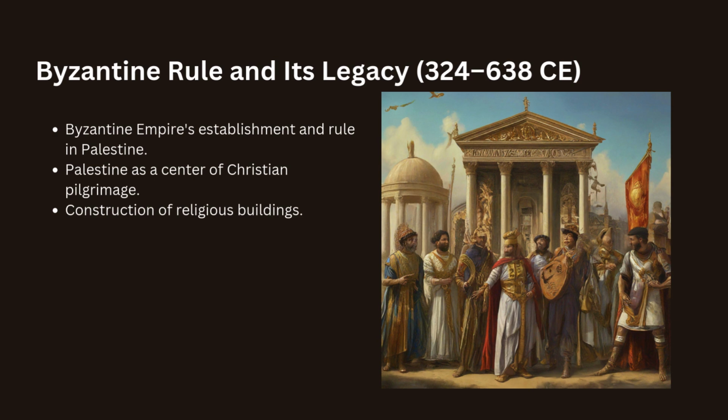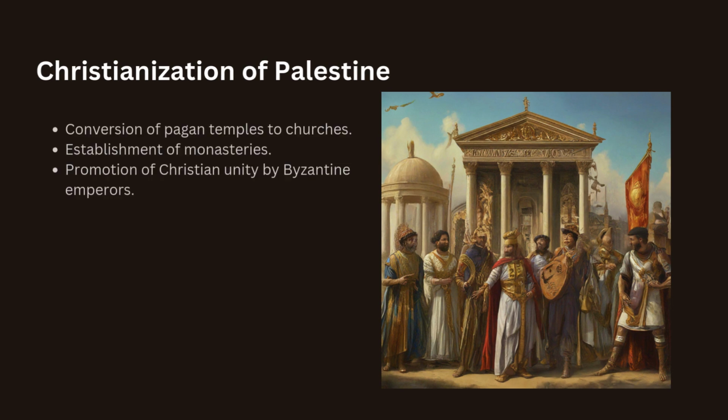Under the Byzantine Empire, Palestine became a center of Christian pilgrimage, as the region was home to many of the most sacred sites in Christianity. The Byzantines invested heavily in the construction of religious buildings. The most famous of these is the Church of the Holy Sepulchre in Jerusalem, commissioned by Constantine's mother, Empress Helena, in 326 CE, which is believed to be the site of Jesus' crucifixion and resurrection.